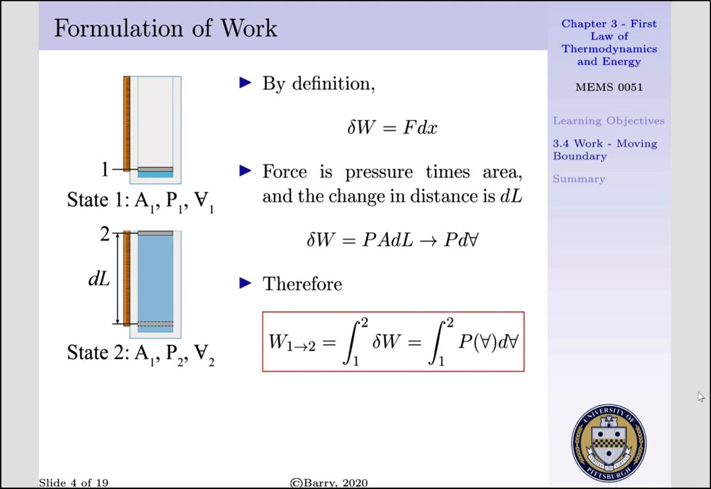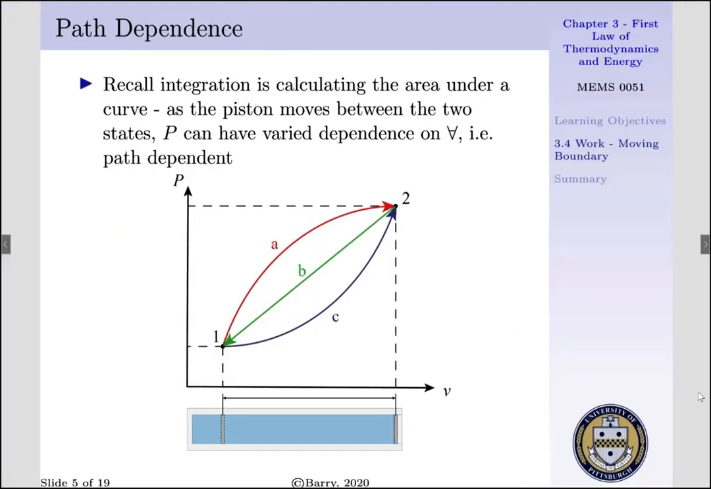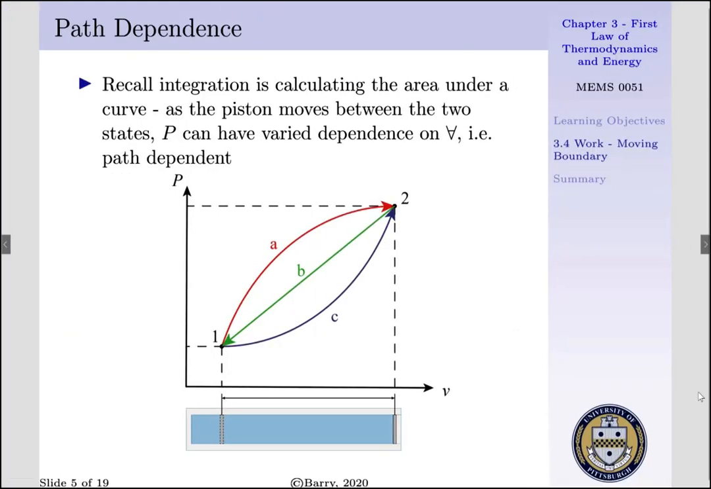Therefore, work going from state 1 to state 2 is equal to the integral from state 1 to state 2 of delta W, which is equal to the integral from state 1 to state 2 of P dV, where our pressure can vary as a function of volume. Now, recalling integration is calculating the area underneath the curve, we can have various descriptions of our work done. That is, as the piston moves between our two states, P can have a varied dependence on our volume.